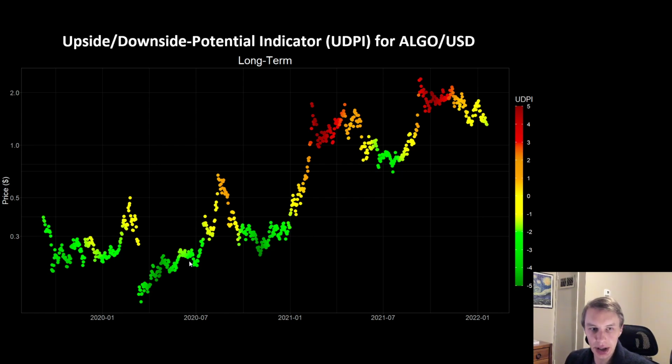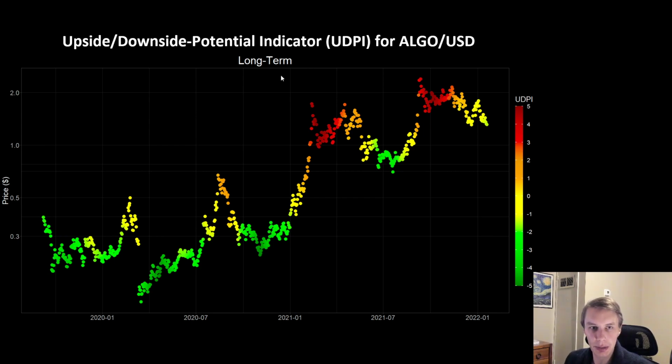And what you can see is that Algorand, throughout its history, has had these two big bull runs that have capped out at these high-risk zones, these maximum upside potential being realized relative to downside potential. And then what's tended to happen after that for Algorand is that it's moved sideways and then had corrections, and that's happened after both of these rallies that we've seen recently.